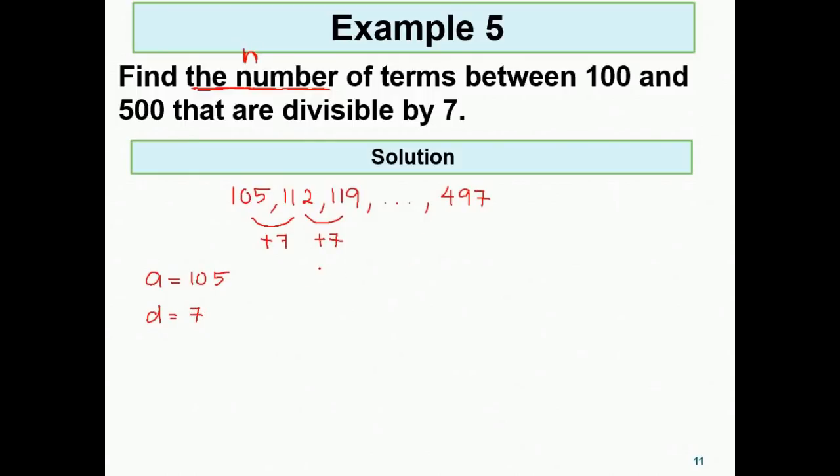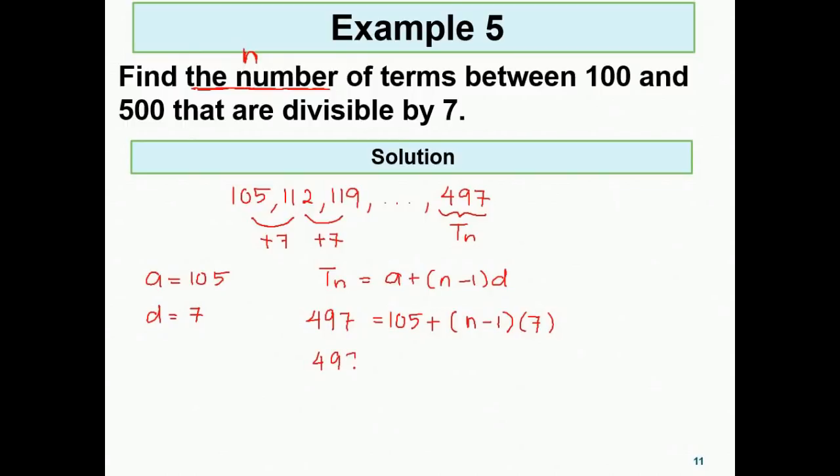By using the formula Tn equals a plus (n minus 1)d, the Tn is 497, which is equal to 105 plus (n minus 1) times d. The d is equal to 7. Simplifying the terms, 497 is equal to 105 plus 7n minus 7.